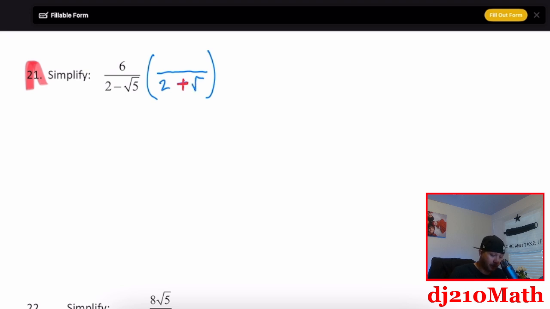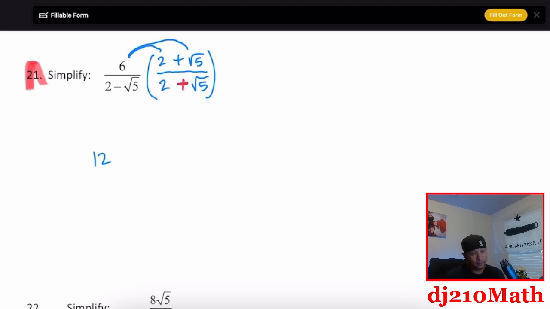You do the opposite symbol, right? It's not always plus. If plus was already in the denominator, then I would use minus, right? It's always the opposite. Not only that, but it's top and bottom, right? It's got to be the same thing, top and bottom. So when you start multiplying, you're going to distribute the 6, top times top. So 6 times 2 is 12. All right, 6 times root 5, not 30, right?